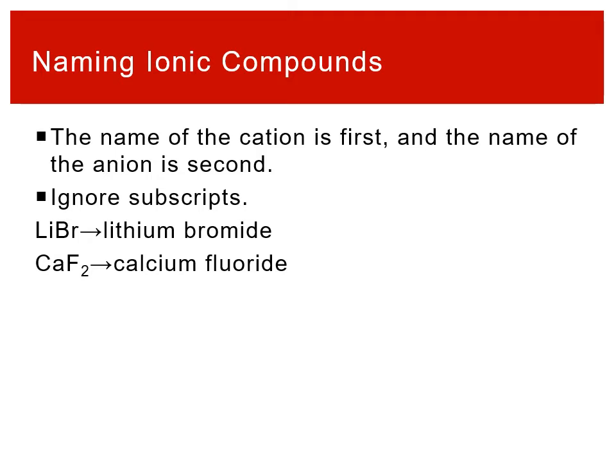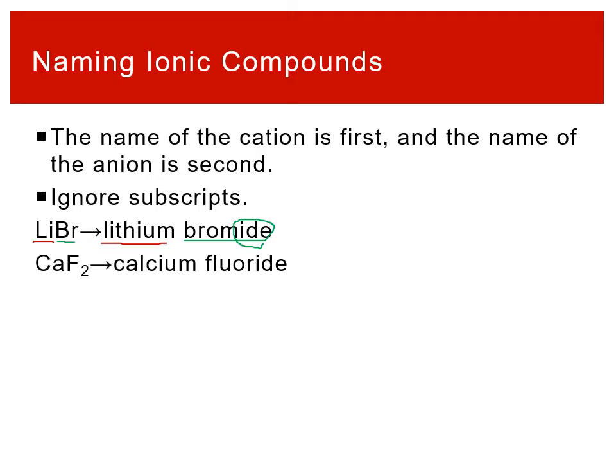One of the things we note is that the subscripts don't come in at all. So for example, LiBr is lithium bromide. The fact that we have lithium is the lithium, right? It's a cation, so we don't change the name, we just keep it as lithium. And then Br is bromide, and we do change that ending to "ide" because it's an anion.